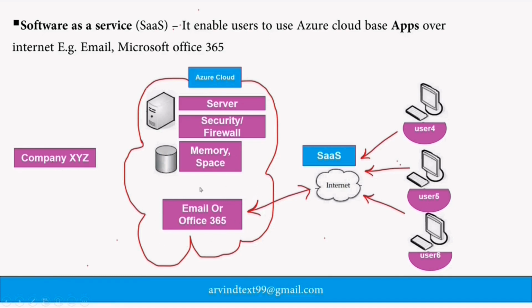They are already available on the Azure cloud. So this company just needs to purchase the subscription of these services, and the users of this company can use this email or Office 365 via internet. So this is the example of software as a service.